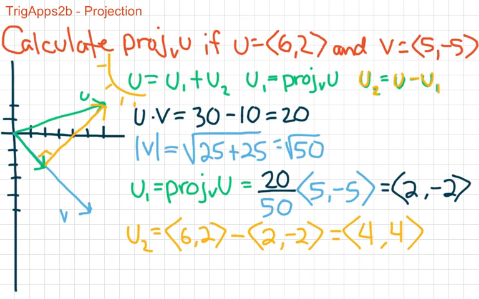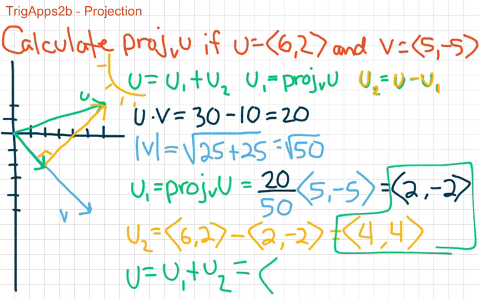Alright, and then finally, u is equal to u1 plus u2. The only reason I did that is so that I could actually prove that those two things together would give me the original vector I started with. So u1 is 2, negative 2, and u2 is 4 comma 4. So I'll just add these two together. 2 plus 4 is 6, and negative 2 plus 4 is 2. Hey, that's what I started with. Awesome. So that just proves that if I add the two vectors together, u1 in green and u2 in yellow, then we get the exact vector that I started with, and our calculations were correct.